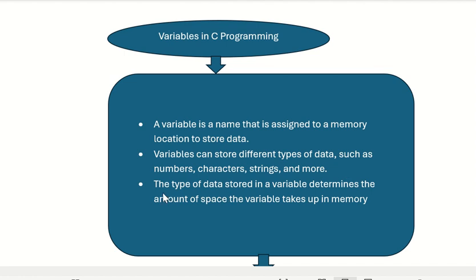The third bullet point is that the type of data stored in a variable determines the amount of space the variable takes up in memory.